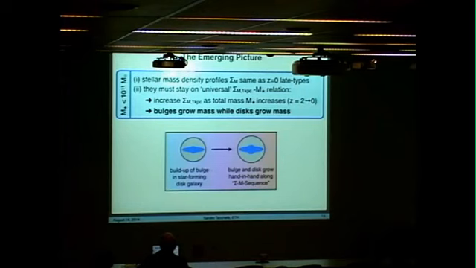So summing up, the emerging picture is the following. For the lower mass galaxies, the galaxies below 10 to the 11, they have stellar mass density profiles which look very similar to the late types of the local universe. Since they must stay on this universal sigma m relation, they have to increase their central stellar mass density hand in hand with their total stellar mass.